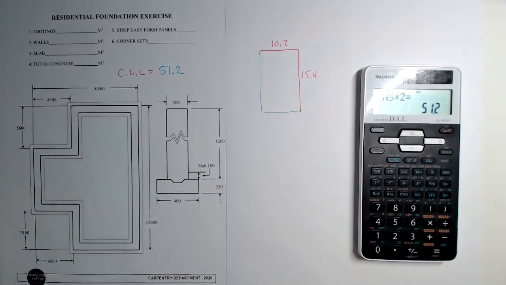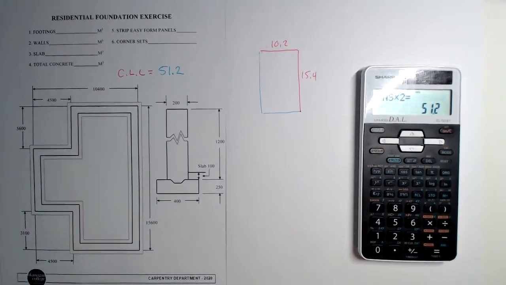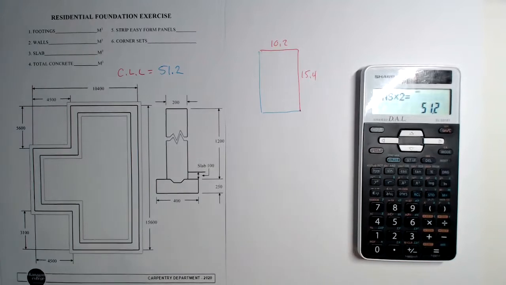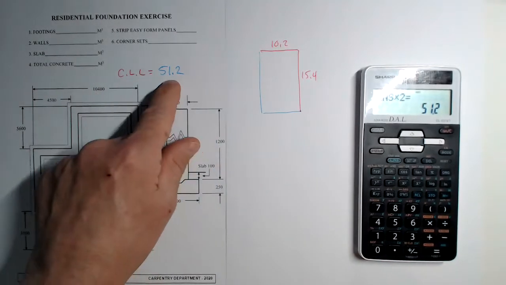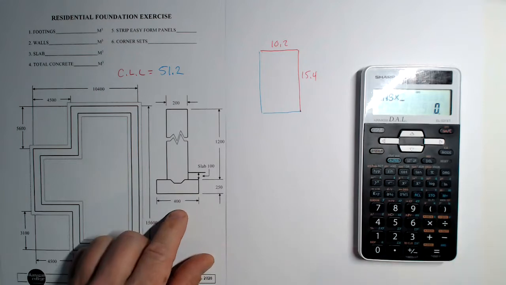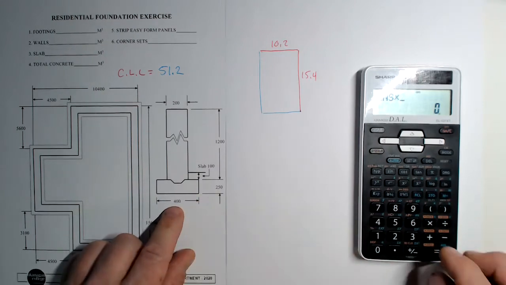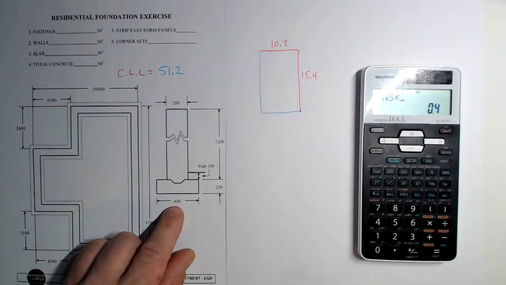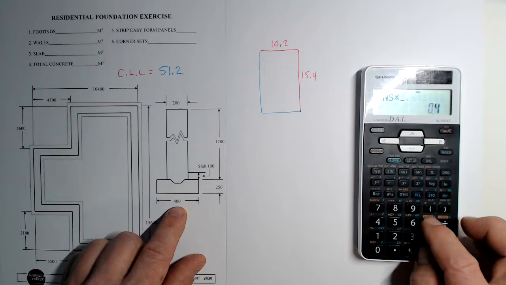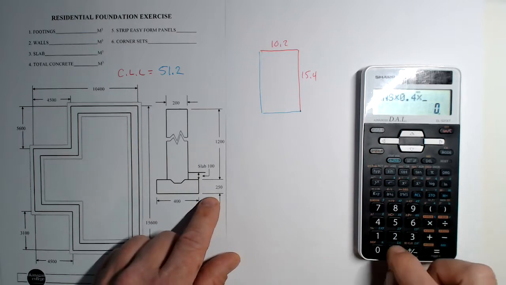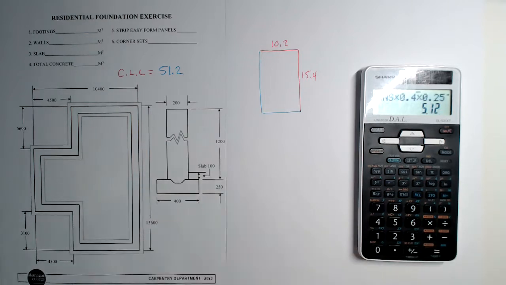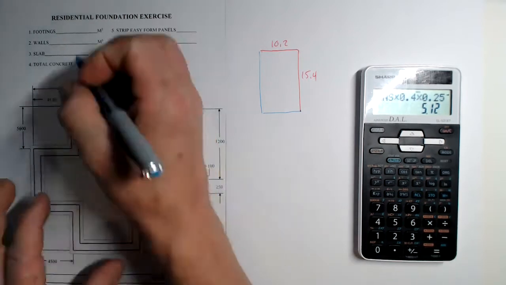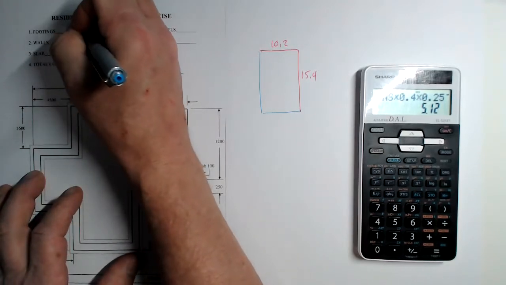Now that we have our center line length, we can easily calculate the volume for our footing and for our walls. With this length, we multiply by the 2 dimensions for our footing. We have a width of 0.4 meters, which is 400 mils, and then multiply that by the depth of our footing, which is 0.25.